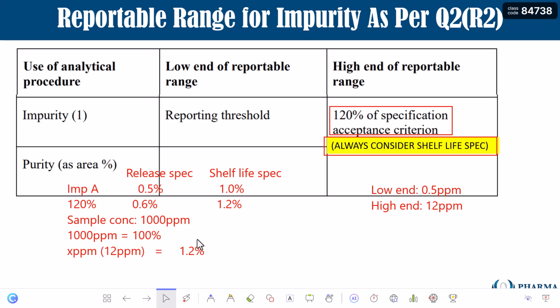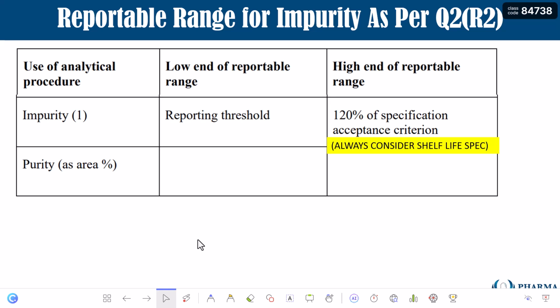Let us understand about the purity part now. Some methods always calculate the impurities based on the area percent. Area percent means you are going to calculate the area from all the impurities plus your principal compound or drug substance, and then the percent area will be calculated for each and every impurity. That is called the percent area basis.